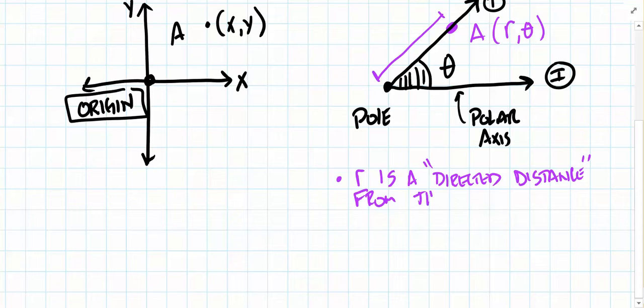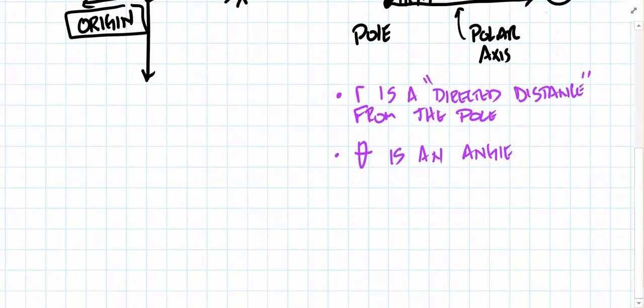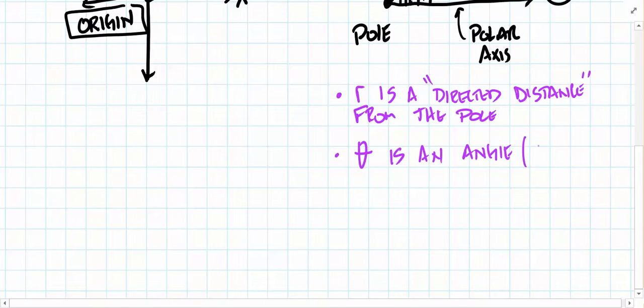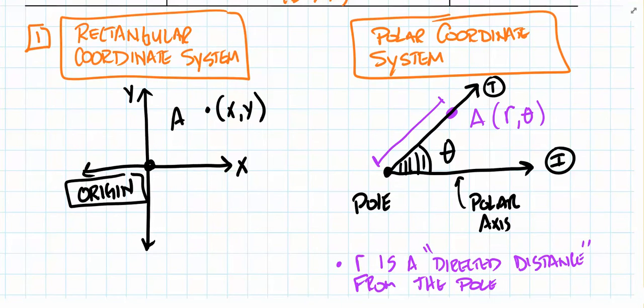Okay, and the next thing that we should note is that theta is an angle. That's nothing new there. And there are two ways that we can represent an angle. What are the two ways that we can represent an angle, everybody? Yes, it can be either in radians or it could be in degrees. So, as a recap, the rectangular coordinate system is x's and y's. The polar coordinate system has a pole, a polar axis, which is also the initial side, and a terminal side, and we label points in the polar coordinate system as r's and thetas.